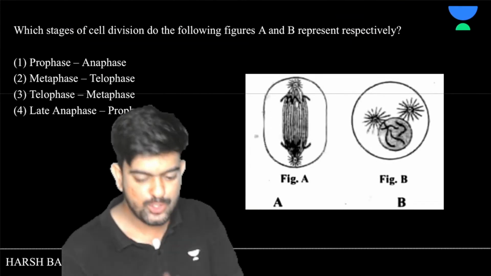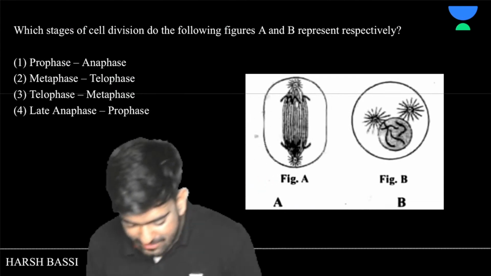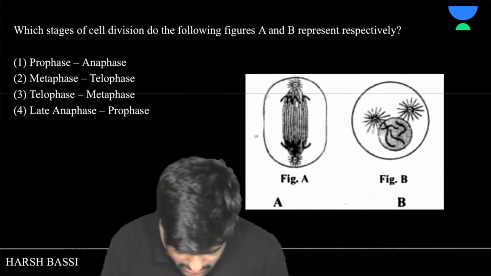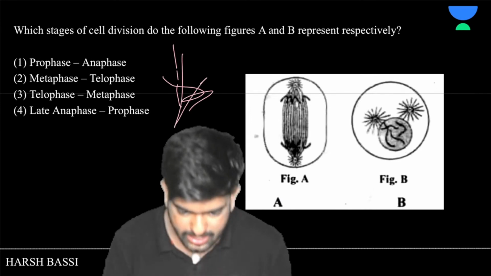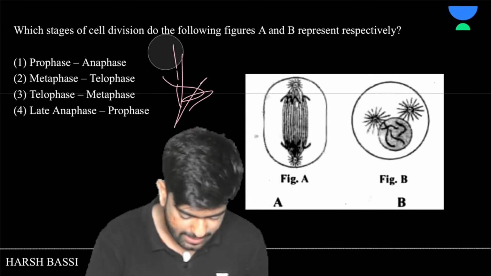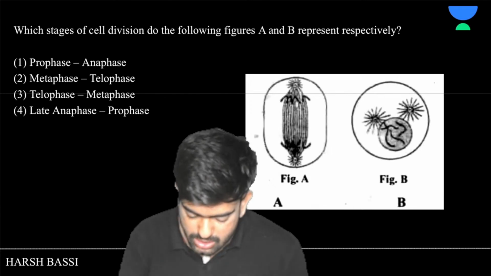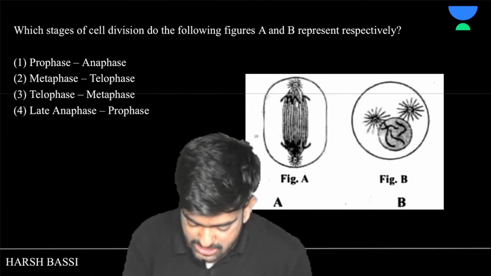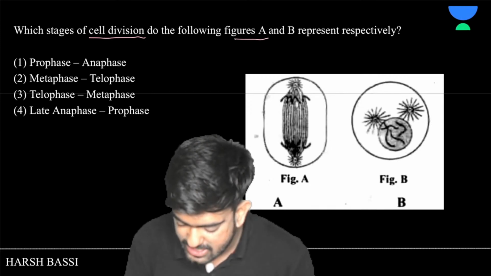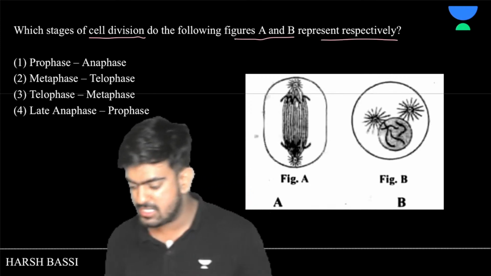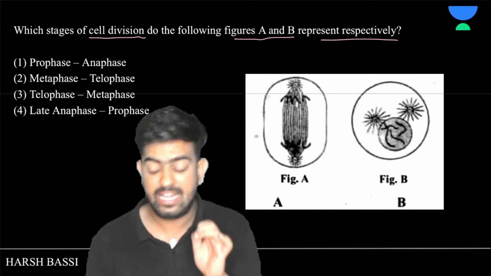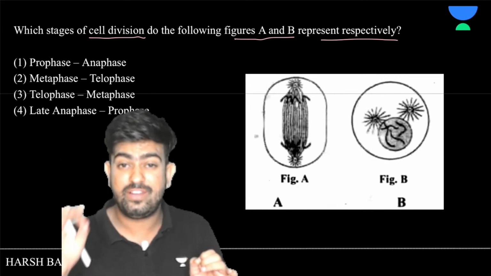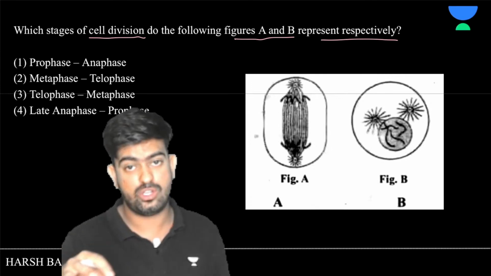Okay, so we have a diagram. Now we have a diagram here, and this diagram says, okay, why is my eraser not working? Which stages of cell division do the following figures A and B represent respectively? This is a very easy question. Everyone, please see this and solve this question.